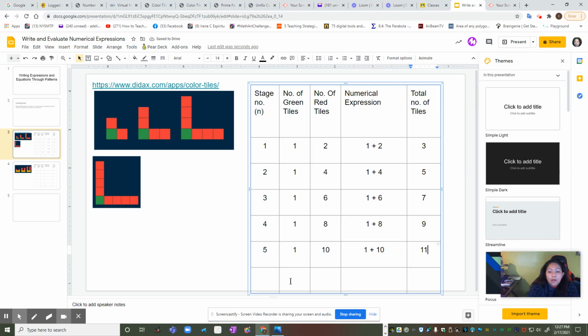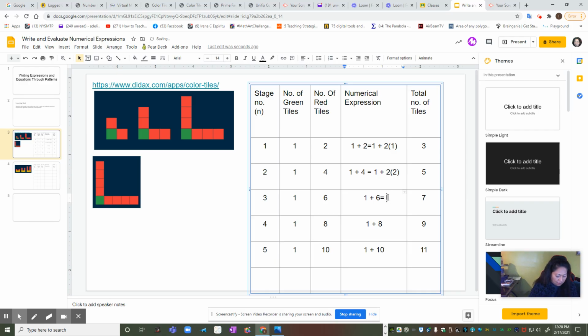Now, I can rewrite 1 plus 2 with an equivalent numerical expression, because I noticed that the only number that does not change is 1, but 2, 4, 6, 8, 10 are even numbers. So I can rewrite these even numbers as 1 plus 2 times 1. And then this will be equivalent to 1 because 1 is not changing, but 4 can be expressed as 2 times 2, which is 4.